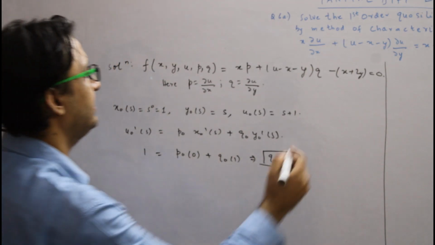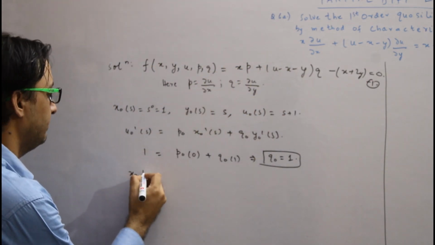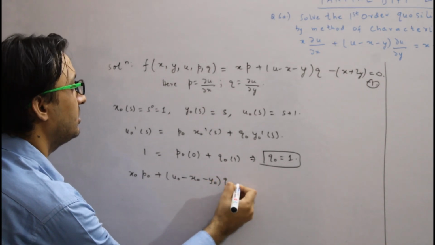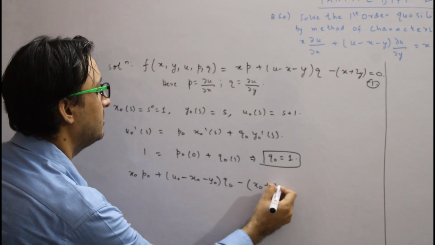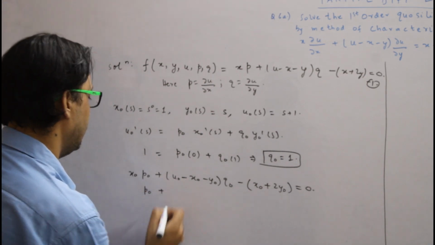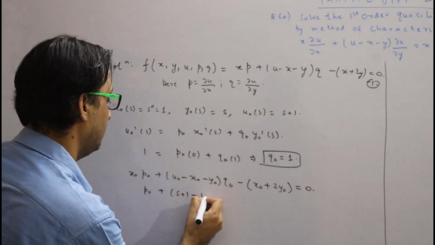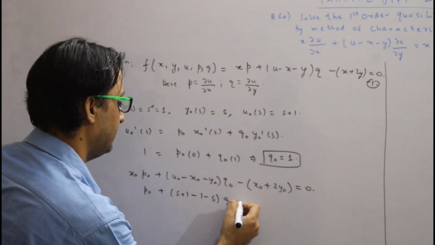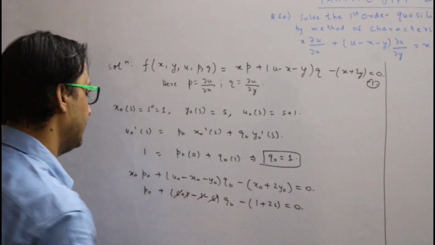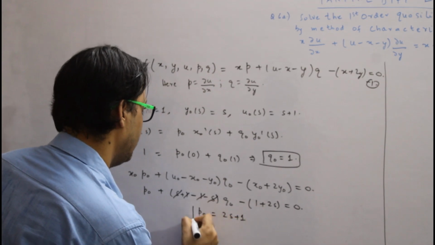Now I am going to use my first equation. If I put all those to the initial conditions, it will become x naught p naught plus (u naught minus x naught minus y naught) q naught minus (x naught plus 2 y naught) is equal to 0. So my x naught is 1, and here u naught is s plus 1, x naught is 1, y naught is s. So we can see here it is again 1 plus 2s. So s and s get cancelled, 1 and 1 get cancelled, so this whole term vanishes. So what we are left with is p naught is equal to 2s plus 1.